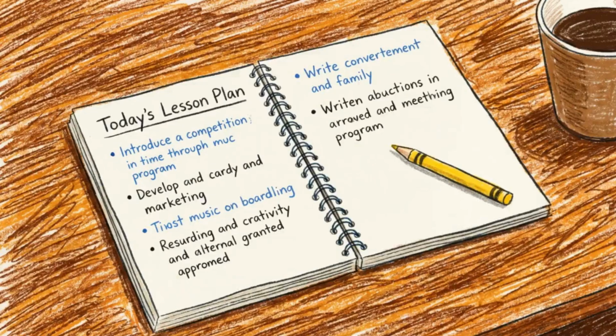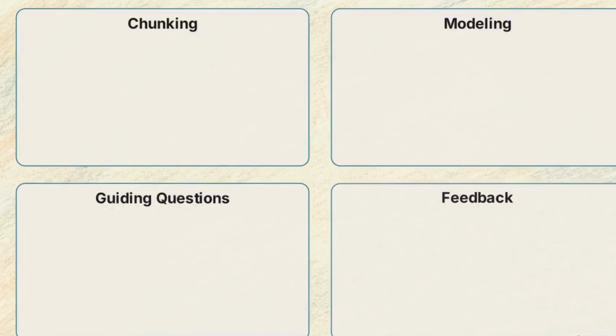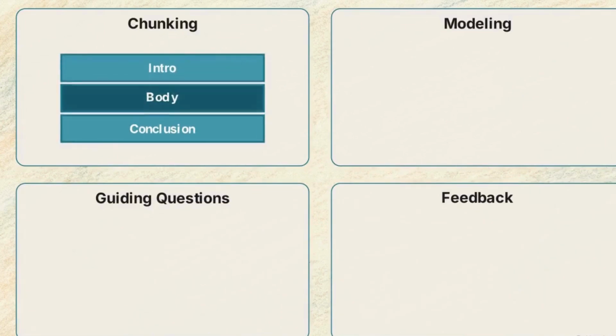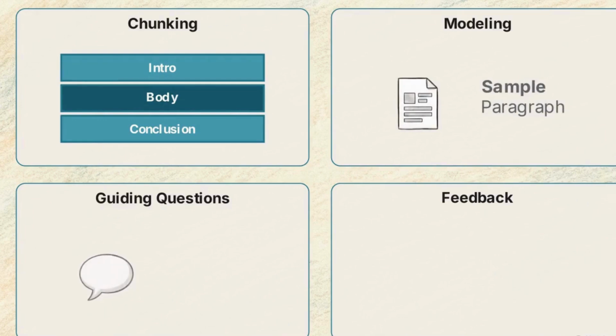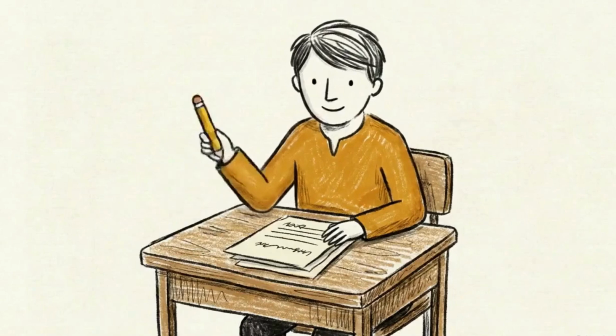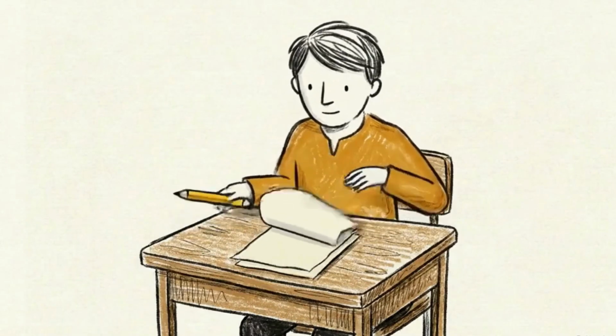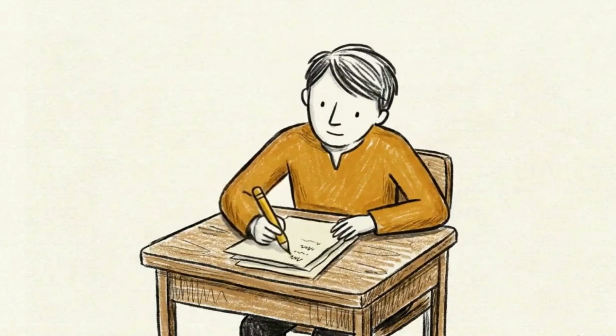Creating this environment doesn't require a complex new curriculum. Scaffolding relies on very simple, everyday classroom habits. Look at this split screen. On the left, we break a massive lesson into manageable chunks. On the right, we examine a clear example first. We also use guiding questions and offer quick, continuous feedback while they work. When you stack these techniques together, a massive, intimidating project suddenly feels like something the student can actually handle.